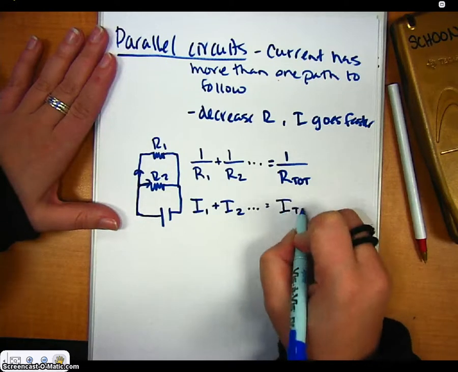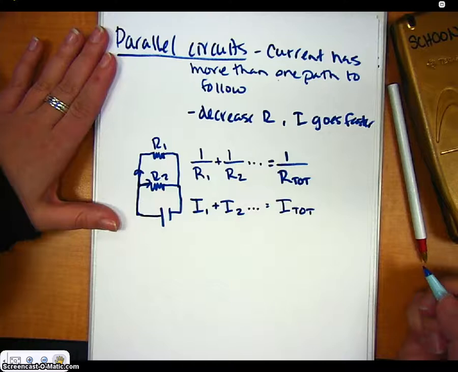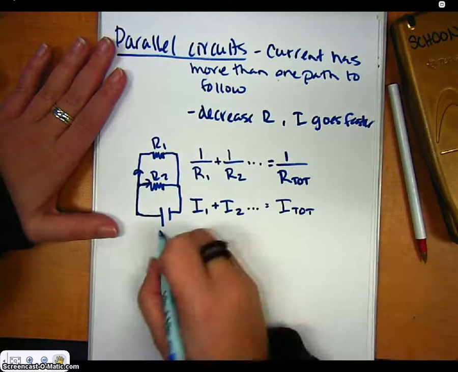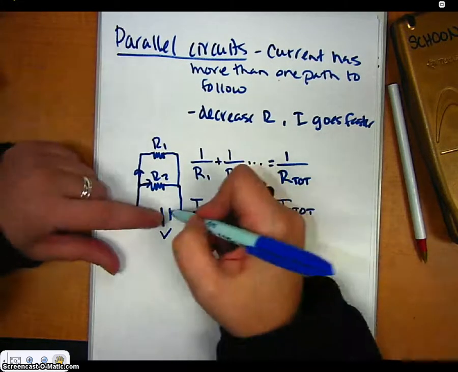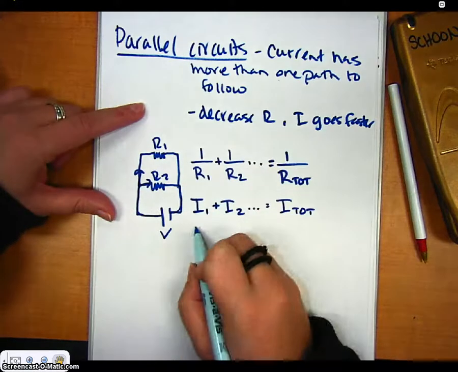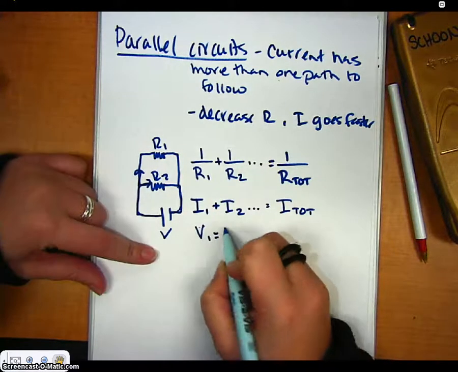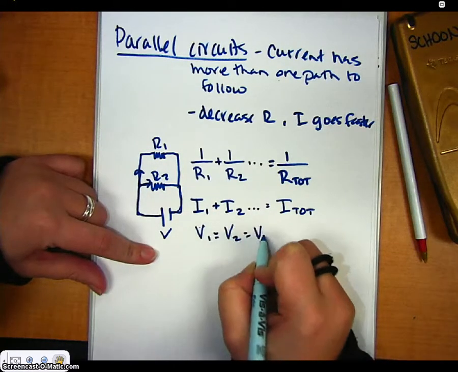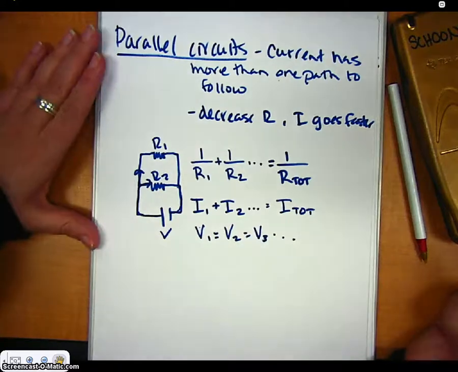is equal to the total current. And then, of course, we have a battery here, and each one of these actually has equal access to the battery, so there's no sharing. So in this case, the voltage at 1 is equal to the voltage at 2, which is equal to the voltage at 3, and so on and so forth.